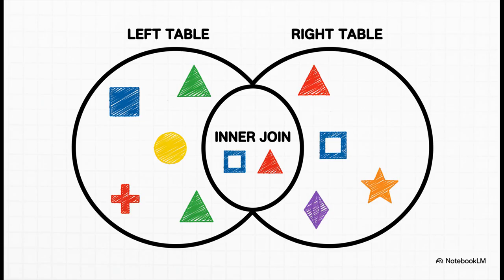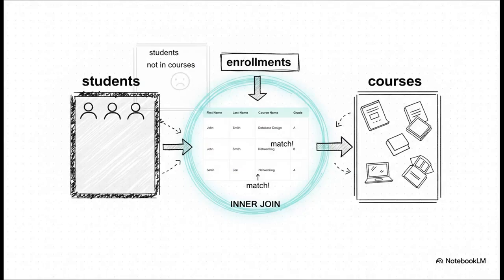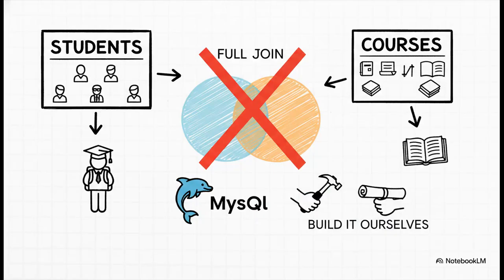It does exactly what it sounds like. It looks at 2 containers and finds only the items that have a perfect match in both. It's the overlap, the intersection, where the data lines up perfectly. Just look at this example. We have our students container and our courses container. When we do an inner join between them, the result only shows us the students who are actually enrolled in a course. If a student isn't taking any classes yet, they're not in the result. It's only the matches.